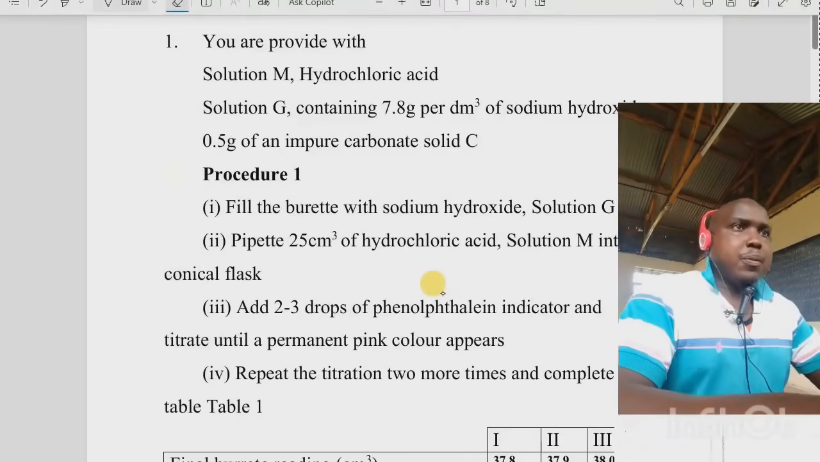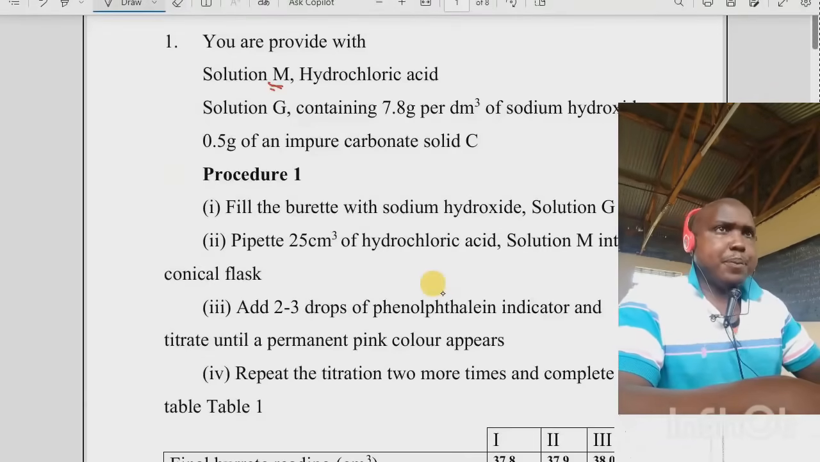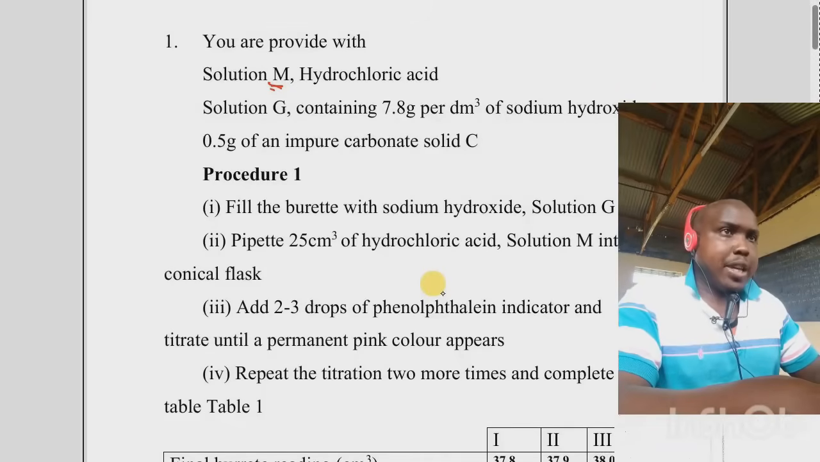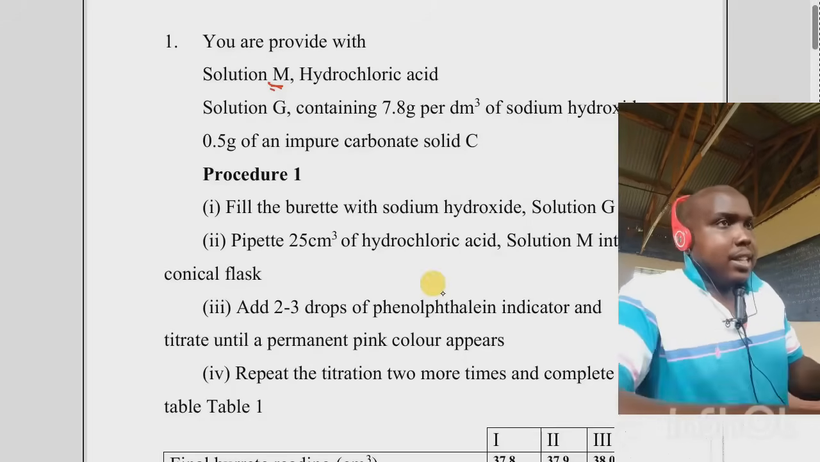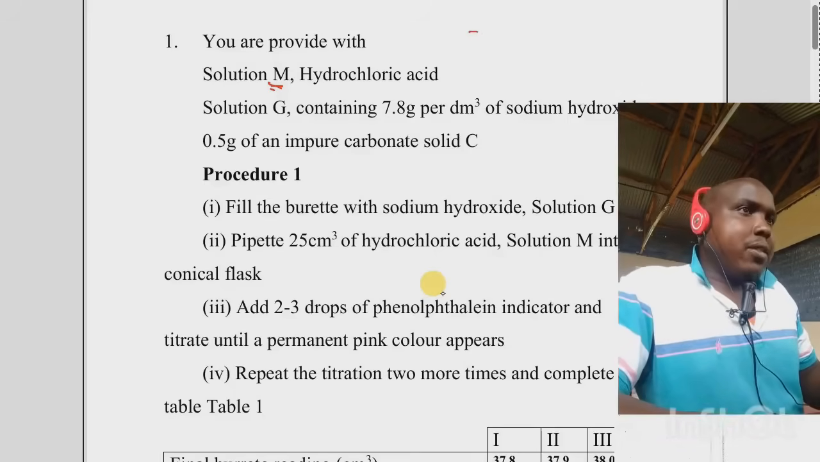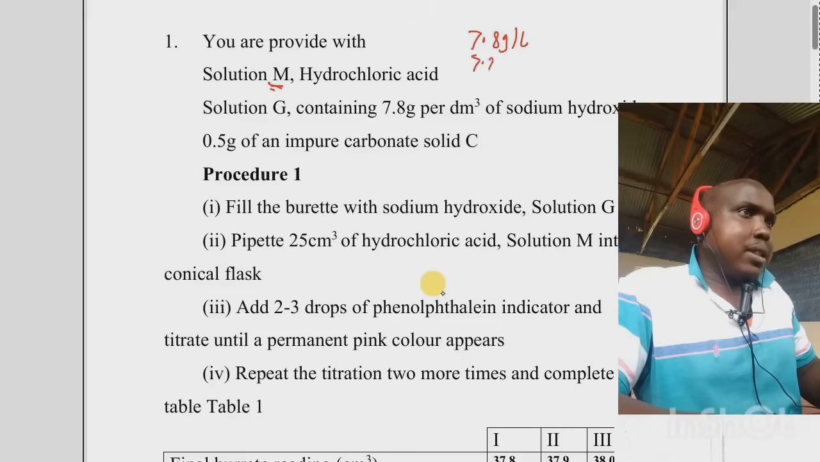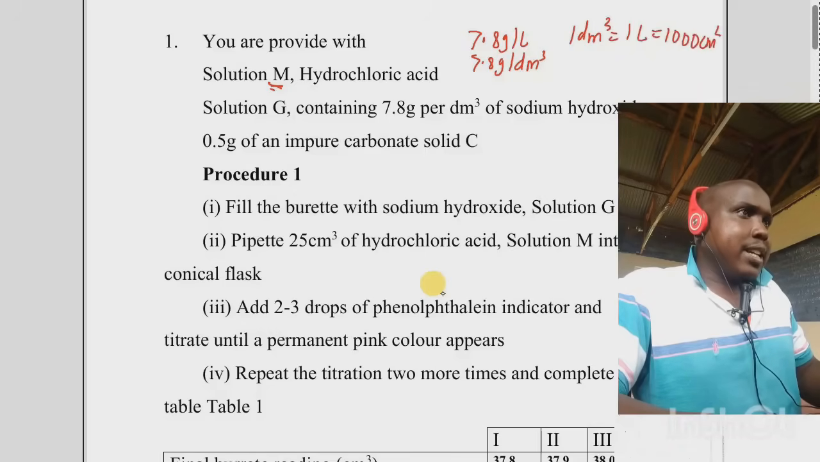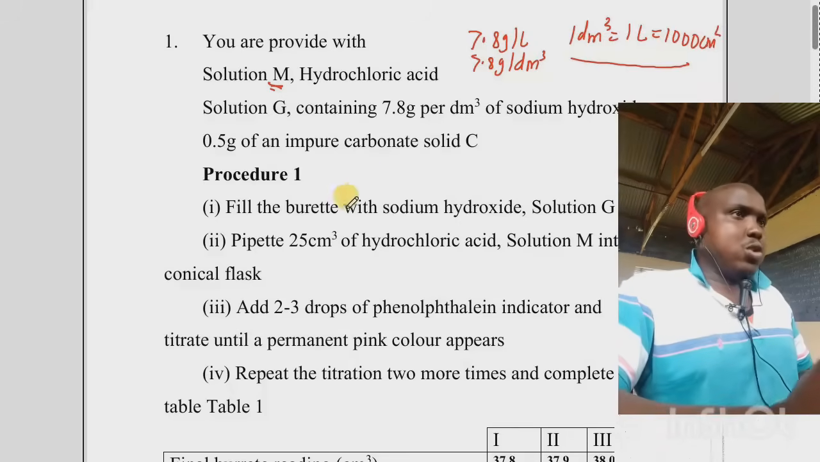You are provided with solution M, hydrochloric acid. Solution G contains 7.8 grams per dm cube. In the first series, I said, whenever you are given per dm cube, you should know this is the same as 7.8 grams per liter. So 1 dm cube is equal to 1 liter and is equal to 1000 centimeters cube. You need to understand that.